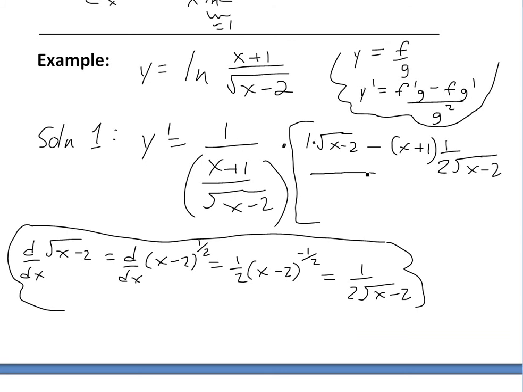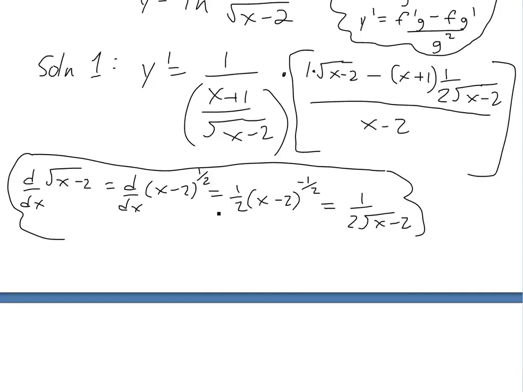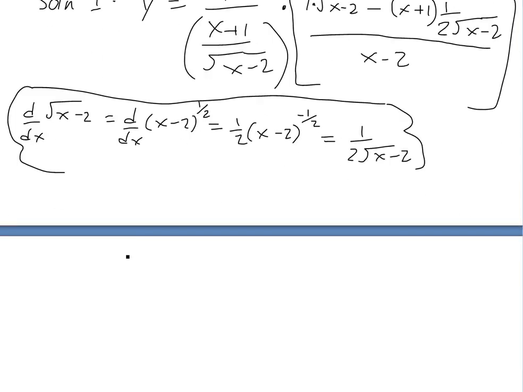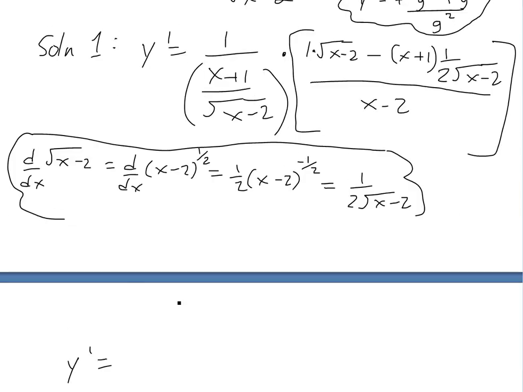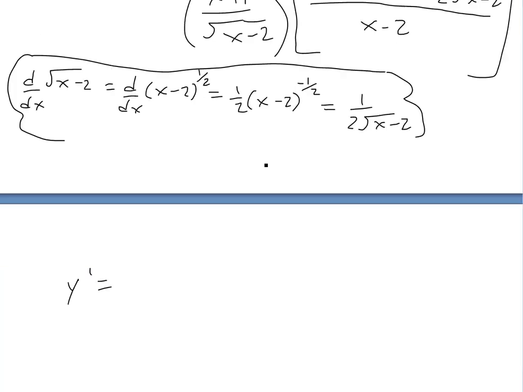And then we divide all this by g squared, which is basically x minus 2, because the square root and then squared cancel out, so we'll be left with that. So we have this, and now we can simplify this further to make it look better. This is the same thing as flipping it over, and we'll have the square root of x minus 2 divided by x plus 1.